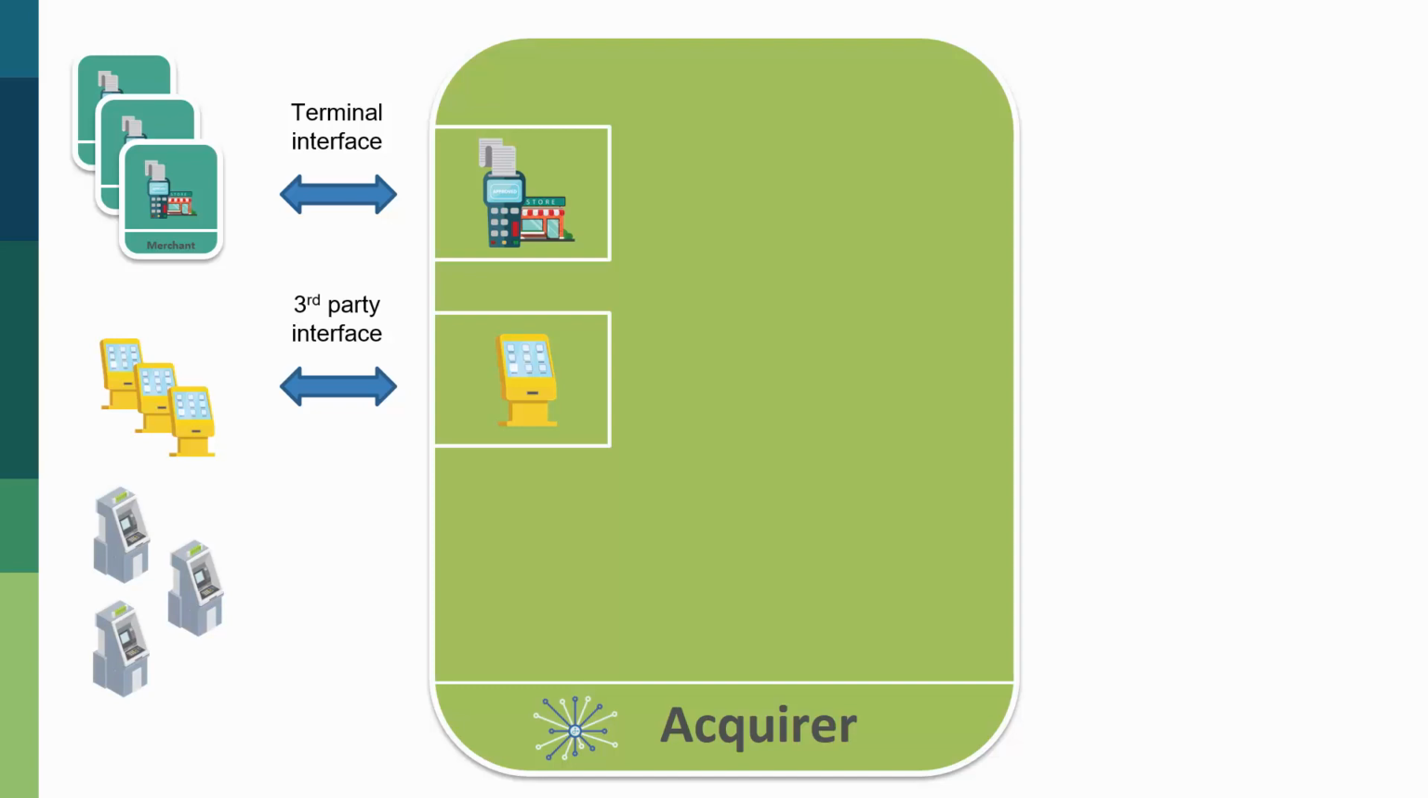Finally, the acquirer can receive payment messages from an estate of ATMs. For this, the acquirer has an ATM interface on the switch, which can also accept many inbound connections. And every time someone withdraws money from one of those ATMs, the ATM uses that interface to communicate with the acquirer.